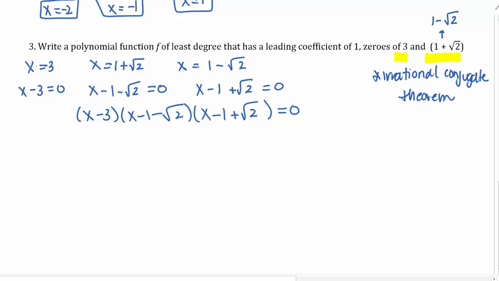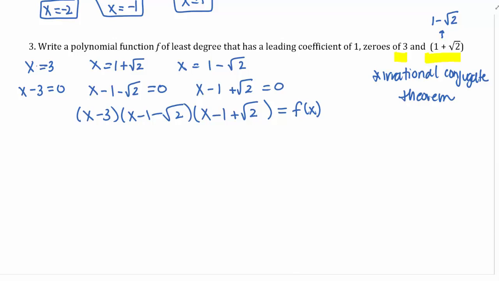equals, I'm going to write f of x because we're writing a function of f. So now I have to write it in least degree, which means I need it in standard form. Right? This is factored, and I need it in standard form. So I have to multiply this out.